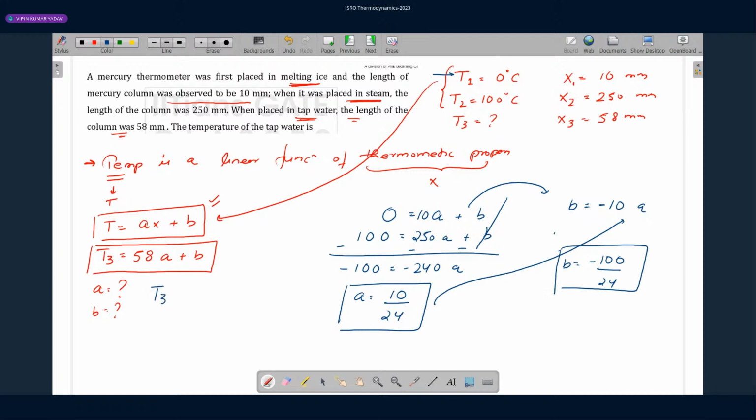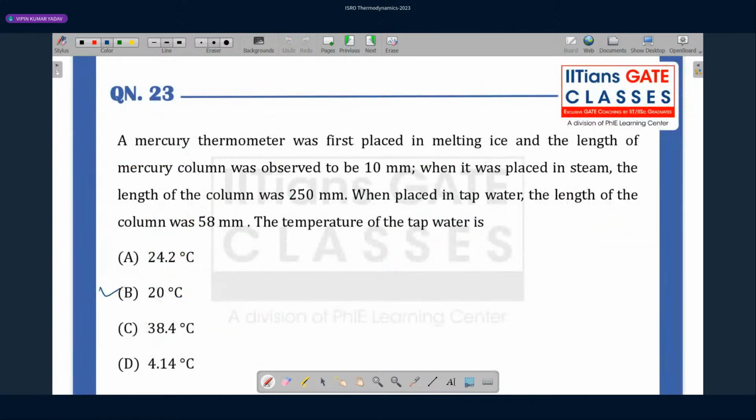I can find out T3 is equal to 58 into 10 by 24 minus 100 by 24. So it's very simple, just calculation. T3, or temperature of water, we will find out is 20 degree Celsius. What is the right answer? It's B. Got it?